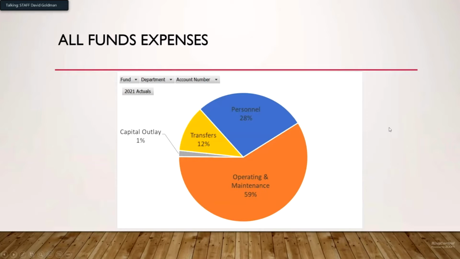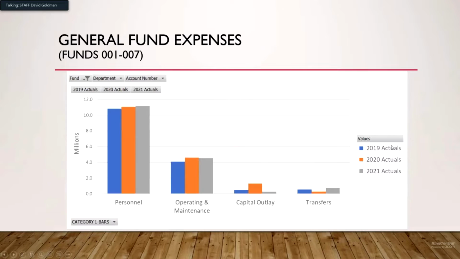For all of our funds, that's general fund and all of our utility funds and everything together, about 60% of all of our expenses were operating and maintenance, and debt services in there too. 28% were personnel, and that'll vary by fund. 12% were transfers, and 1% was capital outlay.